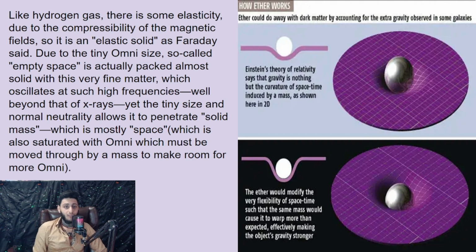Like hydrogen gas, there is some elasticity due to the compressibility of the magnetic fields, so it is an elastic solid. As Faraday said, due to its tiny size, Omni size, so-called empty space is actually packed almost solid with its very fine matter, which oscillates at such high frequencies well beyond the X-rays. Yet the tiny size and the normal neutrality allows it to penetrate solid mass, which is mostly space, which is also saturated with Omni, which must be moved through by a mass to make room for more Omni.